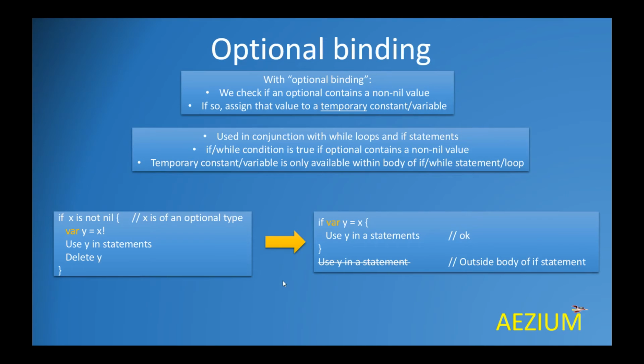Finally, it should also be noted here that variable or constant y, or whatever name that we're using here, is only valid within the body of the if statement or while loop, and it loses its validity outside the body, as I'm showing here. So if we use y in a statement here, this would be outside of the if statement or the while loop, and it will not be valid, it will not be recognized. So it's as if y never existed.